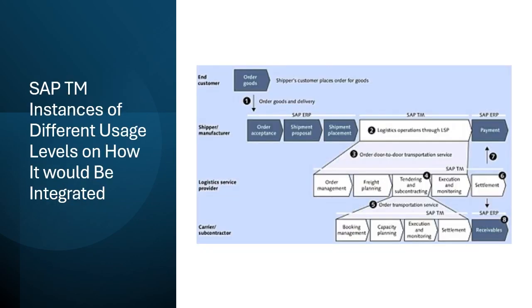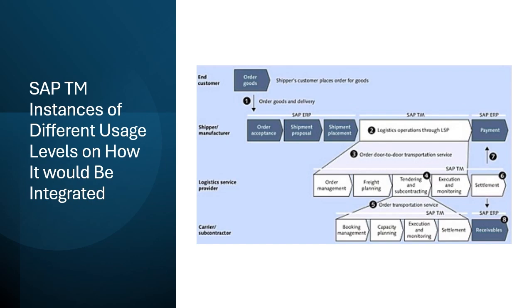Then we have SAP TM, which can be instantiated for different user levels on how it could be integrated. So this offers robust workflow capabilities that facilitate the integration of various TM instances used at different organization levels. This integration allows for seamless communication and information flow between different stakeholders such as shippers, logistics service providers, and carriers.